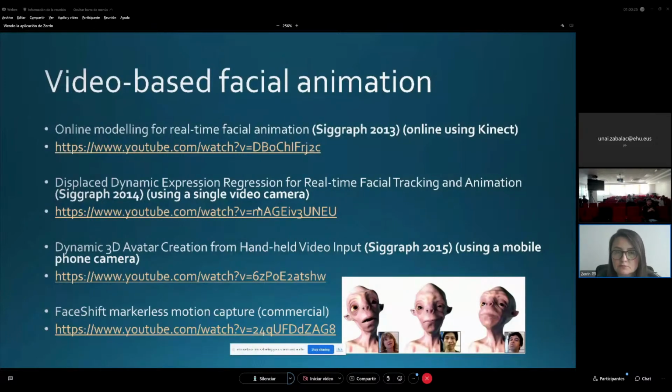In the last 10 years, video-based facial animation started to become very widely used, especially in the era where we had Kinect, depth cameras. It started with a SIGGRAPH paper in 2013, Online Modeling for Real-Time Facial Animation. There have been a lot of different iterations of this, for example, using a depth camera, but then using a single video camera, using a mobile phone camera. And in the end you started to have facial animation captured on your mobile phone. Actually this last work, Faceshift, markerless motion capture, became part of your iPhone. Apple purchased this company and it started to be everywhere since then.